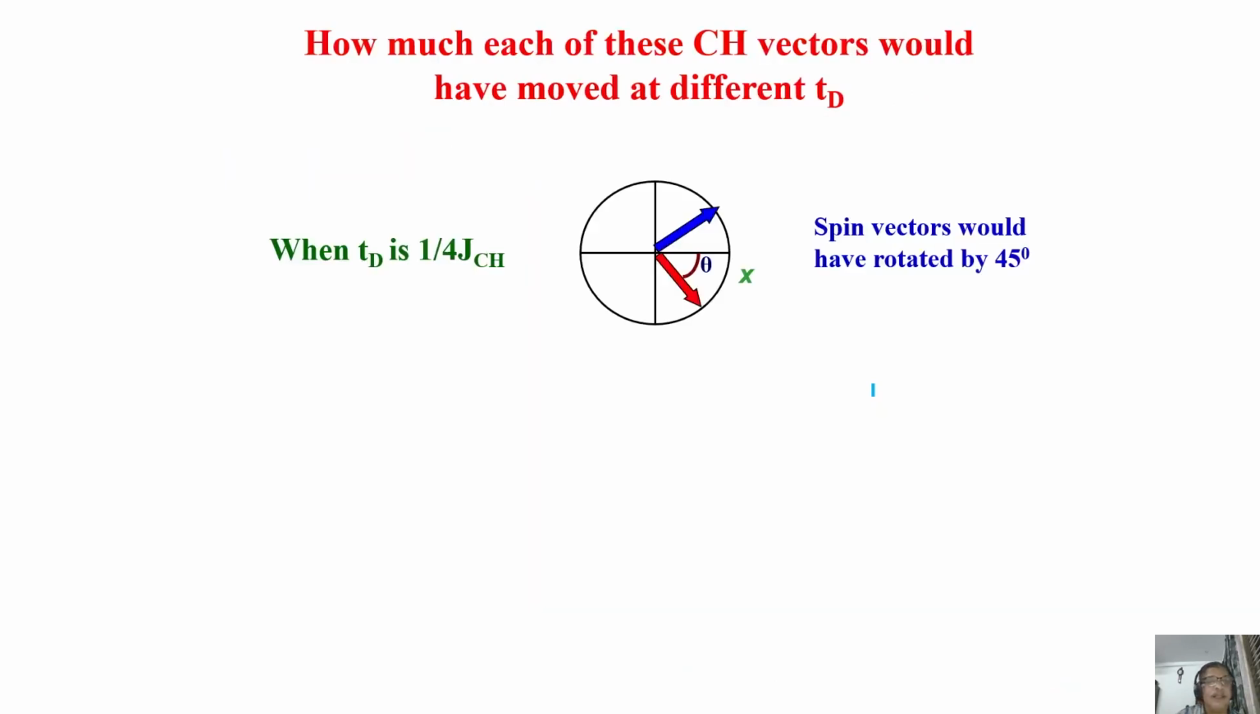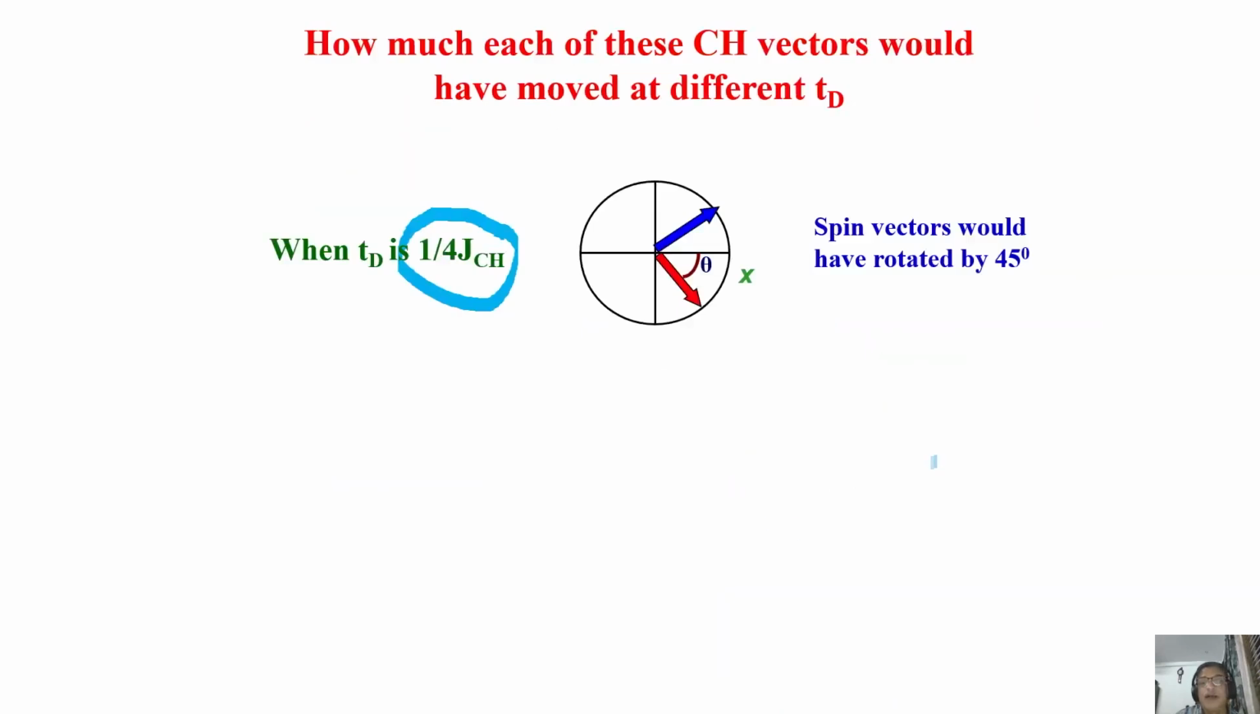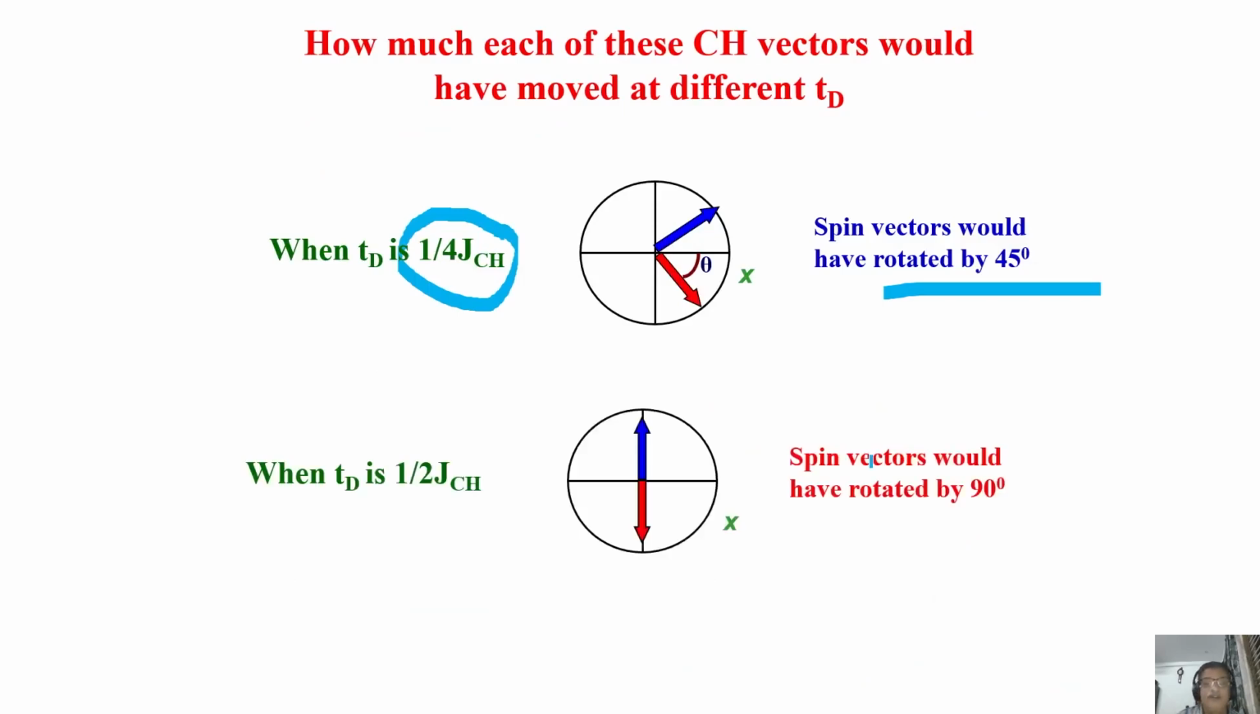Now let us consider a situation when the time delay is exactly equal to 1 over 4J. Fit it to this equation. Then TD is equal to 1 over 4J, the J's cancel out, and theta becomes pi by 4. Pi radians is 180 degrees, so pi by 4 is 45 degrees. It has moved by exactly 45 degrees when TD is exactly equal to 1 over 4J.